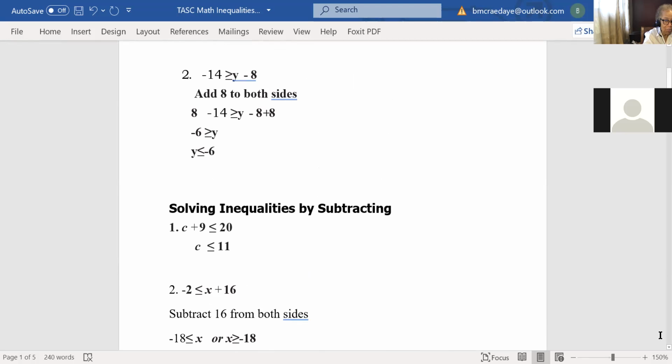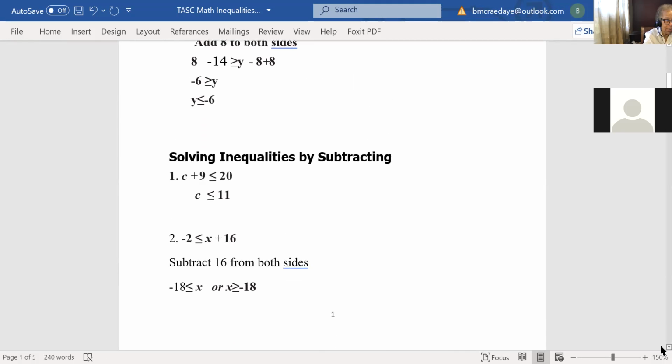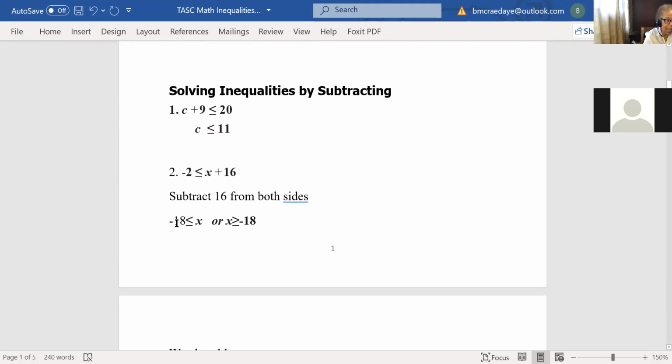So when we reverse the inequality, we switch sides. The X that was on the right is now on the left. The minus 18 that was on the left is now on the right, and we reverse the inequality. Either answer would be correct. Usually, if it's multiple choice, you select the one that matches the correct choice. But here, it's not multiple choice, so either answer would be correct. Any questions?